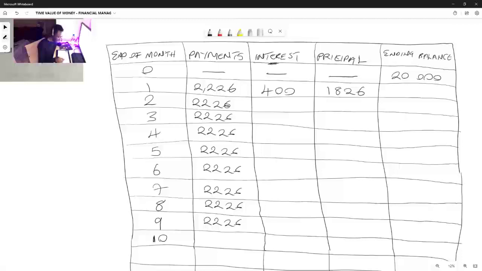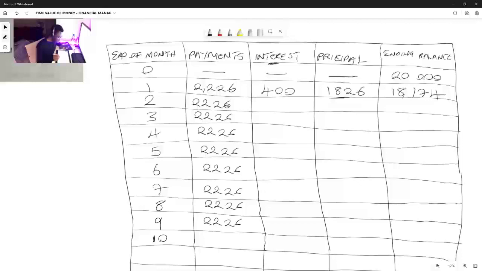And then in order to find our ending balance for period 1, we're going to now have to subtract our principal of 1,826 in period 1 from our ending balance in period 0 of 20,000. Okay, so we're going to subtract 20,000 minus 1,826, which will give us 18,174 as our ending balance for period 1.